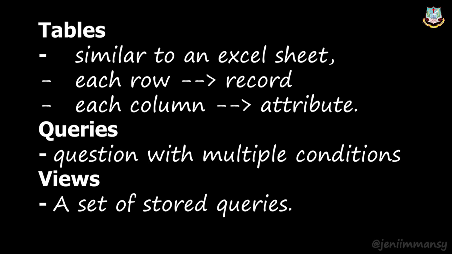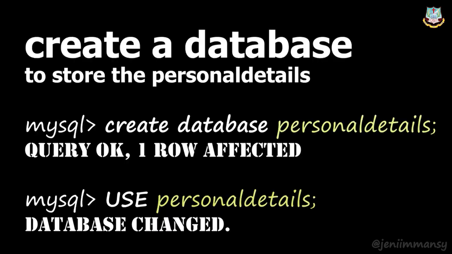Okay, first, what are the things we saw inside creating a database? Tables, queries, and views. Tables are like an Excel sheet with rows and columns. Rows mean a record, column is an attribute. Queries means questioning, right? This is done to satisfy the customer's choice. Understood? And views means the previous or older questions will be stored as views.